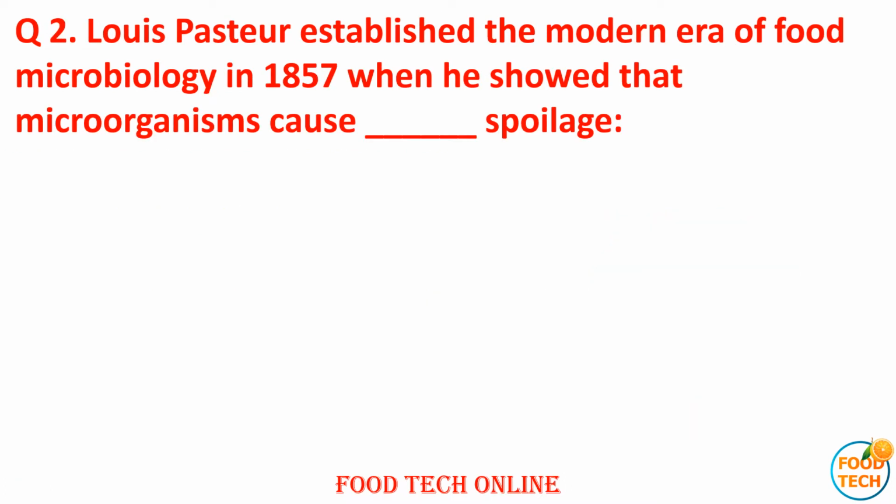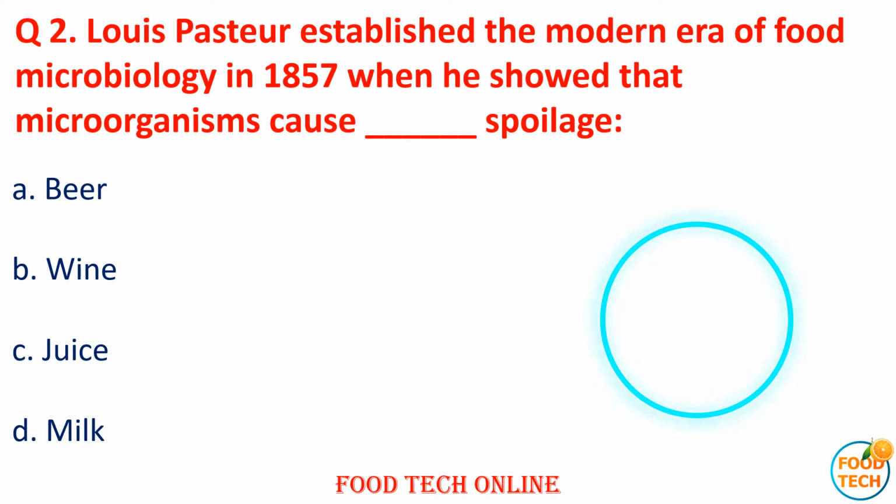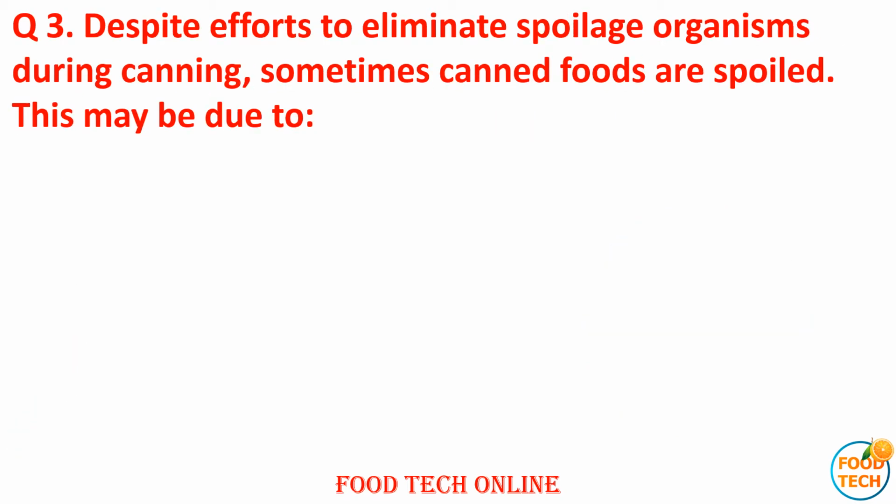Question 2. Louis Pasteur established the modern era of food microbiology in 1857 when he showed that microorganisms cause dash spoilage. A. Beer. B. Wine. C. Juice. D. Milk. Answer D. Milk.